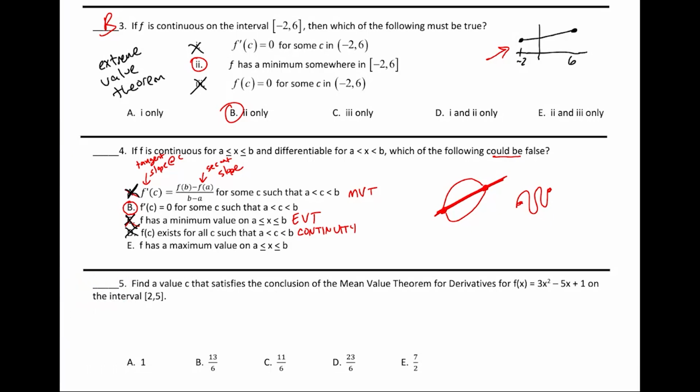And finally, E, f has a maximum value. That is going back to the extreme value theorem. So there has to be a maximum on that closed interval, just like there has to be a minimum on the closed interval. So the only one that has the potential to be false is going to be choice B.